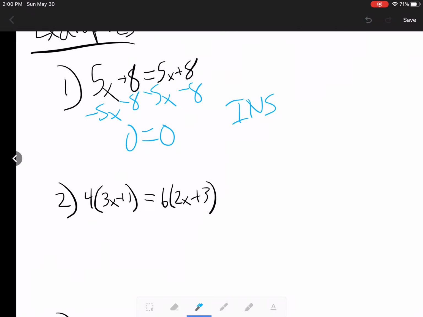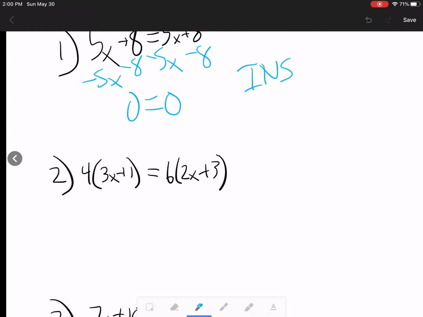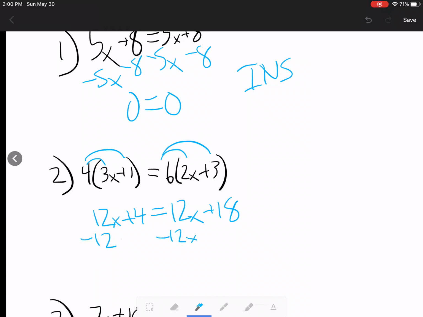Other times, though, it's going to be hidden, like this, where maybe we have to distribute first and see what happens. So when I distribute, I'll get 12x plus 4 is equal to 12x plus 18. Now you might be able to pick up on what it should be, but we'll subtract 12x to make sure we get it. 4 equals 18. That's false. That doesn't work. So this is going to be a no solution problem. There's nothing I can plug into x that will make this equation true.